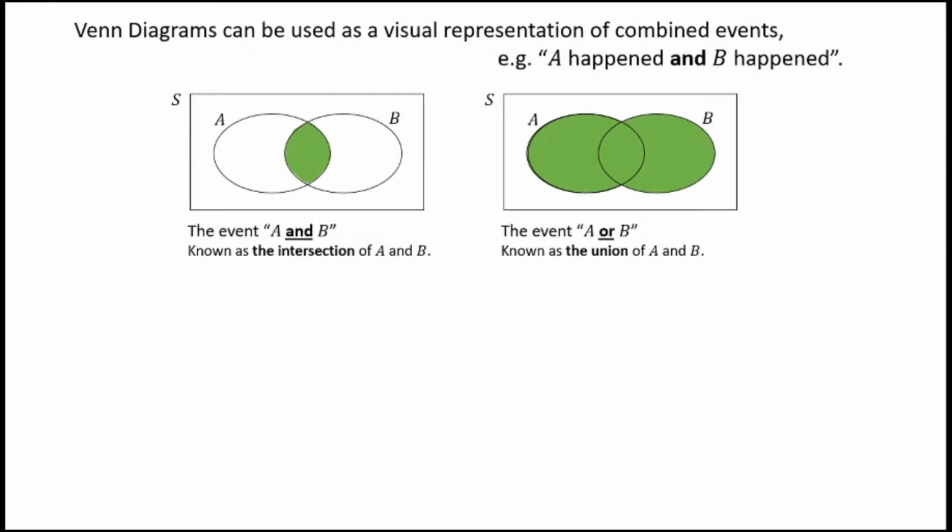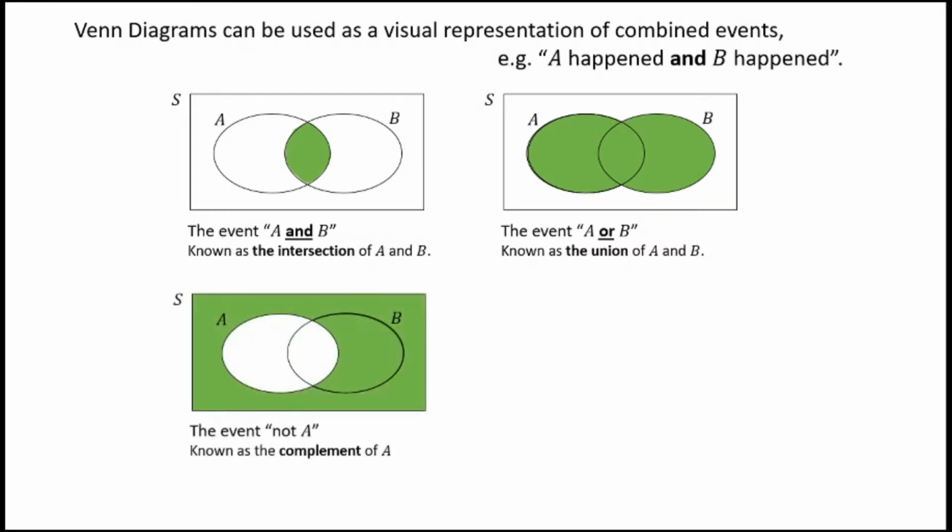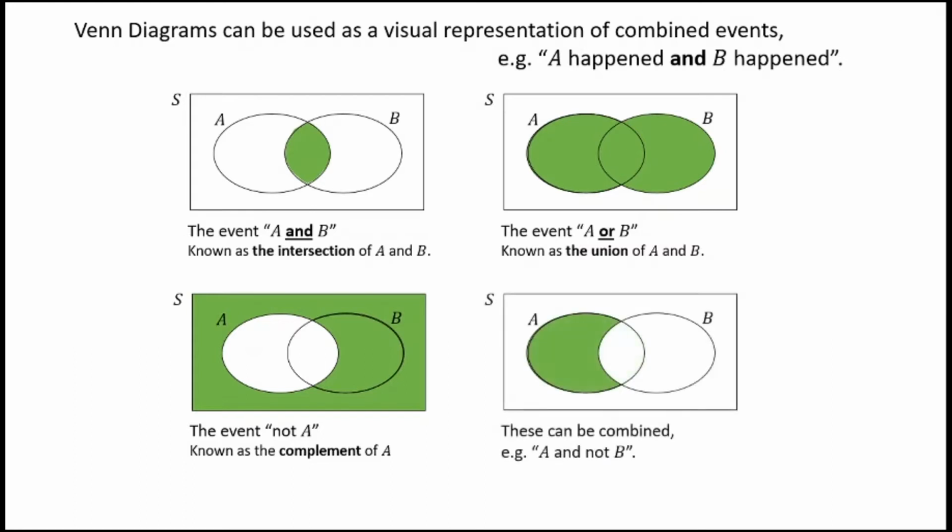Next, we have the event not A. As you can see here, this is everything outside of the event A. It's the opposite of event A. We refer to this as the complement of A. And we can have multiple combinations of these, and you'll come across these in time. It's important that when looking at a Venn diagram, you can use the grammar, you can use the clues in the text to know exactly which regions we're referring to.